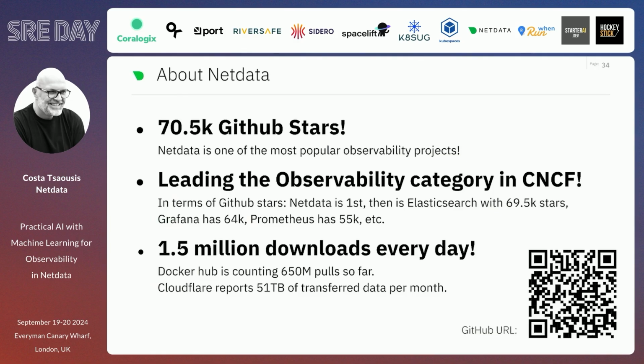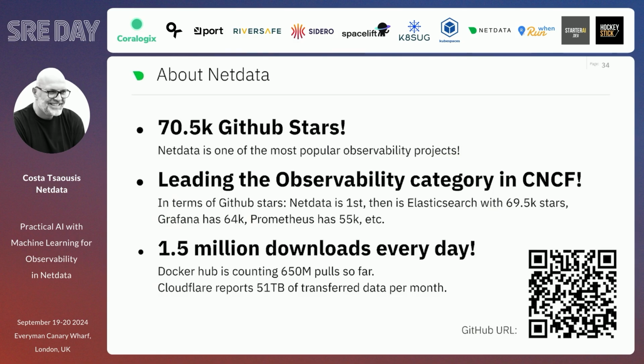Now, just a couple of words about Netdata. Netdata is an open source project. Today it has more than 70,000 GitHub stars. Netdata leads the observability category in CNCF. We are not incubated by CNCF. CNCF does not endorse Netdata. But still, we are leading. We are number one in the observability category in CNCF. Next is Elasticsearch, then Grafana, Prometheus, etc.